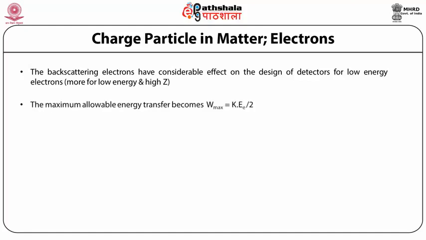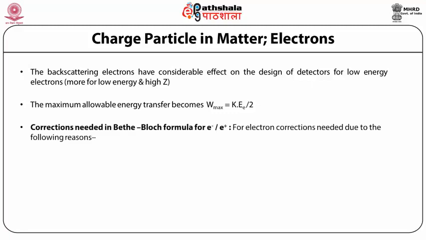The maximum allowable energy transfer becomes W max equal to the kinetic energy of the electron divided by 2. It means when the electron tries to enter the detector and interact, there is a fair chance that the electron will be backscattered. So overall, if we see how much energy of the incoming electron is transferred to the detector medium, it becomes W max equal to the kinetic energy of the incoming electron by 2. That is, at the most 50% of the energy is transferred to the detector.